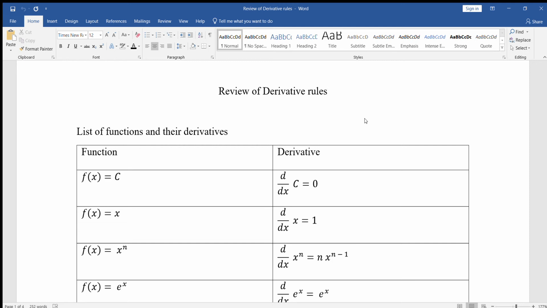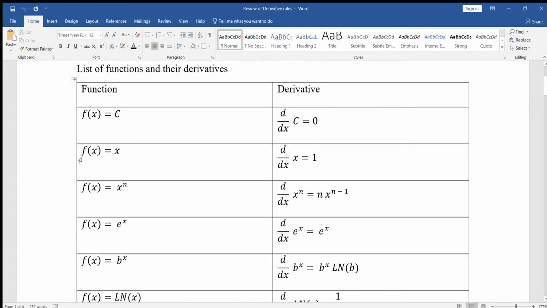Hello and welcome to this lesson on derivative rules, a review of derivative rules. What I have here is a list of functions and their derivatives. The function f of x is equal to c, where c is some constant. The derivative of a constant is 0.